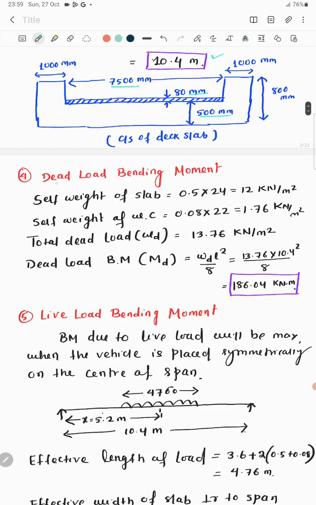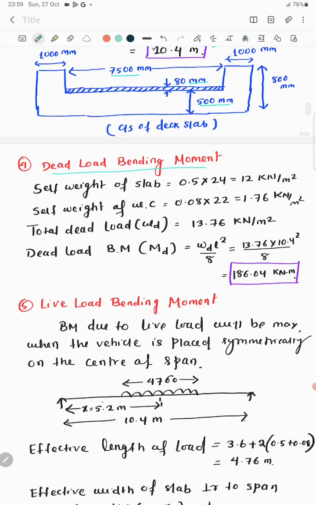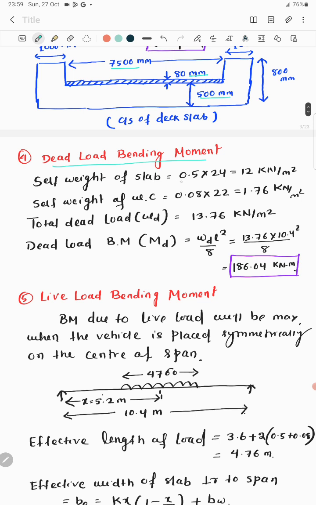So next is calculation of dead load bending moment. Self weight of the slab is given by unit weight of reinforced concrete, that is 24, multiplied with the thickness of the slab, that is 0.5 meter, that is 12 kilonewton per meter square. And the self weight of wearing coat is the thickness of the wearing coat, that is 0.08 meter, into unit weight of wearing coat, that is 22 kilonewton per meter cube for bitumen.